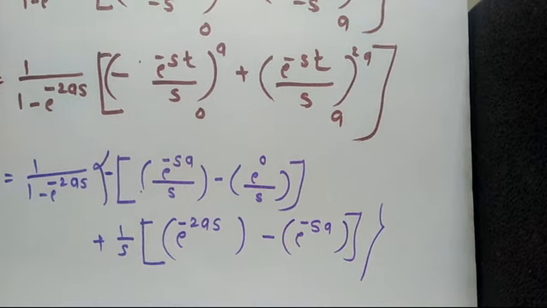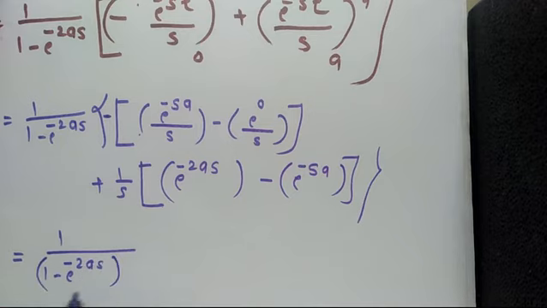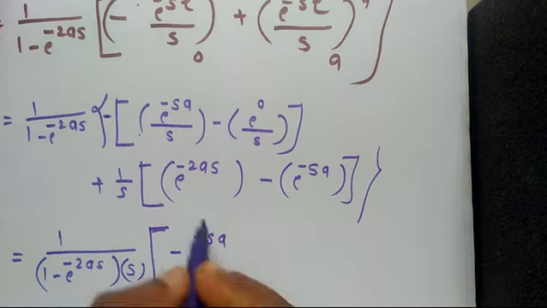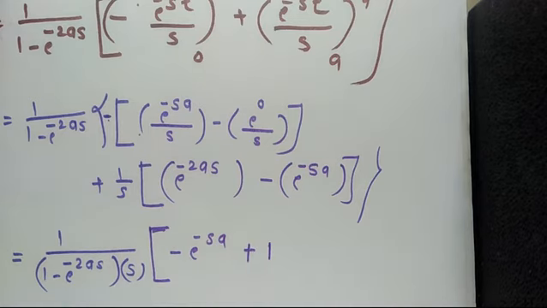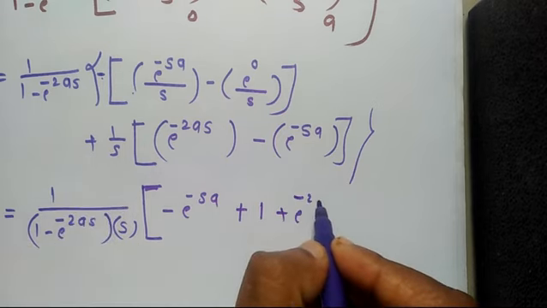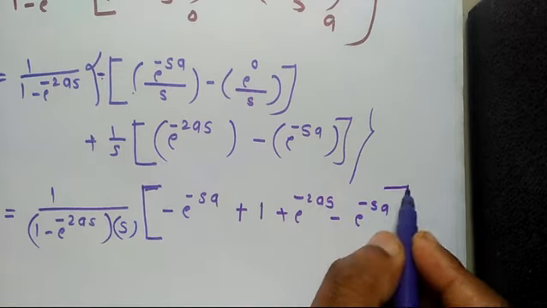Upper limit is this, lower limit is this. So here 1 by s, 1 by s, 1 by s. So 1 by s keep outside from this whole bracket. So 1 upon 1 minus 2as into s. Okay, this minus e to the power minus sa minus minus plus e to the power 0 is the 1. So this already s have taken outside, this s also taken outside, plus e to the power minus 2s minus e to the power minus s.